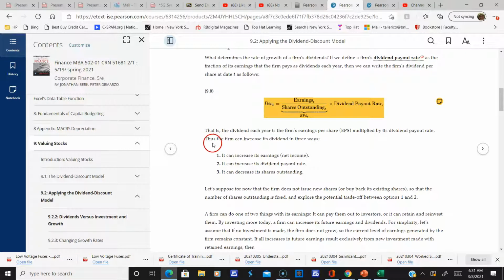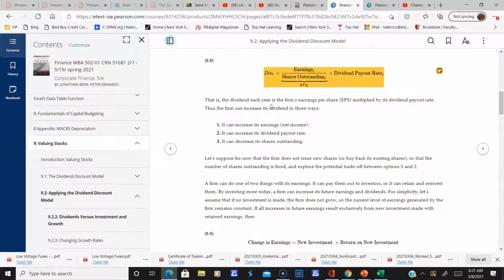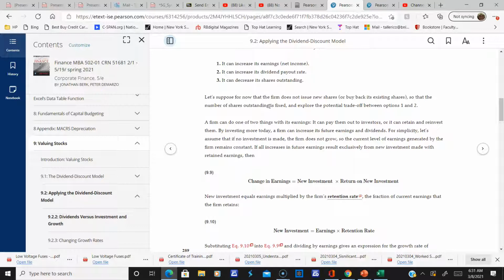So they're just showing you how a firm can increase its dividend in three ways. Increase the earnings, right? If this goes up, this goes up. Increase the dividend payout rate, or decrease the number of shares outstanding, right? Which is when they buy back shares. Companies will buy back shares, and then there'll be fewer shares, and they could possibly increase the dividends that way. So basically, changing the earnings can change the dividends, right?